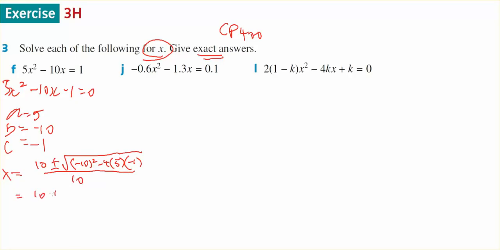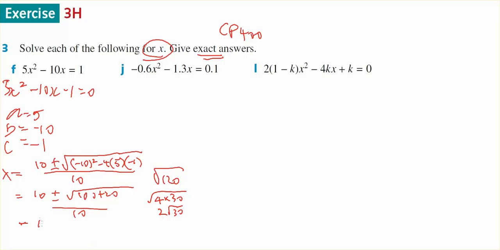So it's going to be 10 plus or minus the square root of 100 plus 20, all over 10, which will be 120. The square root of 120 will be the square root of 4 times 30, so 2 root 30. So I'm going to have 10 plus or minus 2 root 30 all over 10. I'm going to divide everything by 2, so 5 plus or minus root 30 over 5 will be my two answers for x.